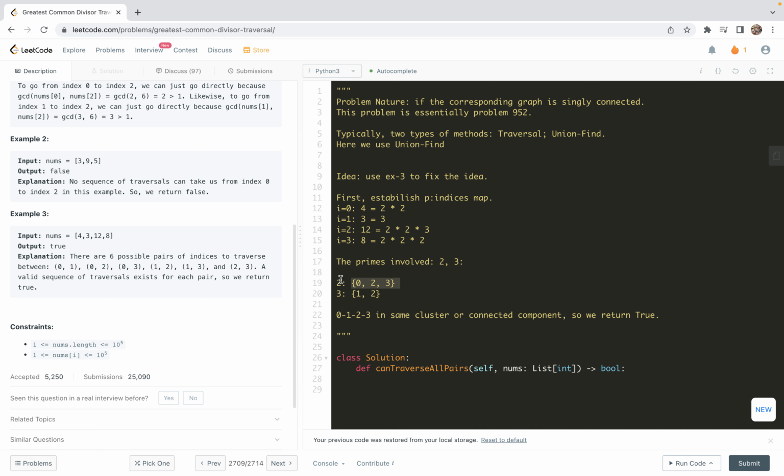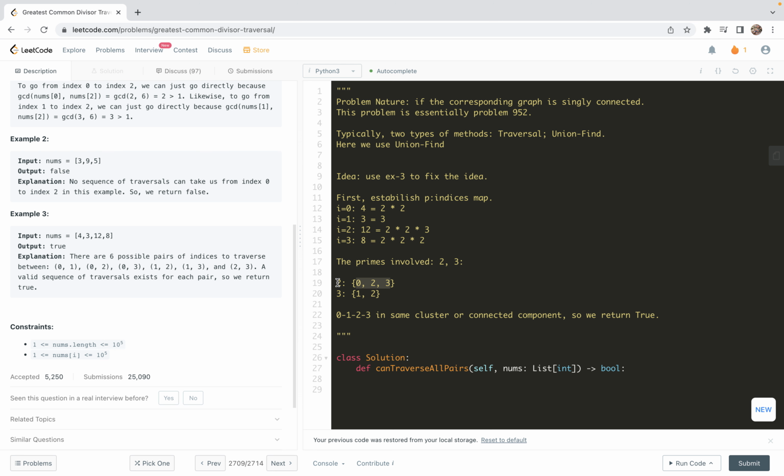Let's look at example 3. At index 0 we have 4, so its prime decomposition is 2 times 2. For index 1, we have 3, which is 3 itself. For the number at index 2, we have 12, which is 2 times 2 times 3, so the prime factors are 2 and 3. For the element at index 3, it's 8, which is 2 to the power 3, so the prime factor is 2. So the primes involved are 2 and 3.